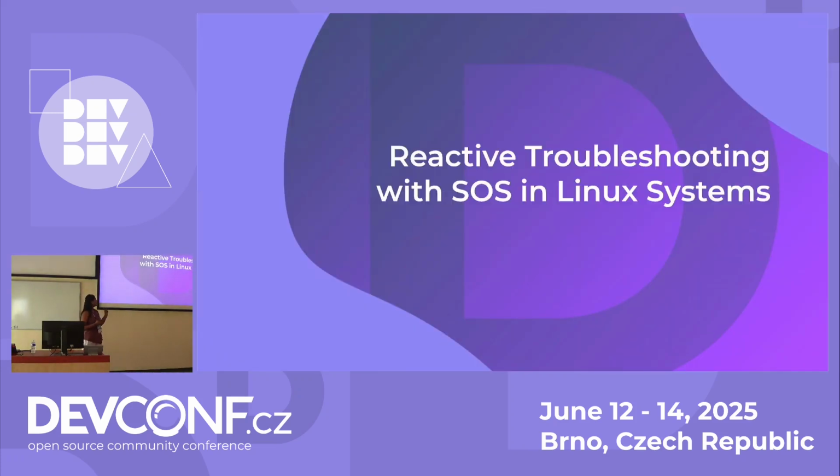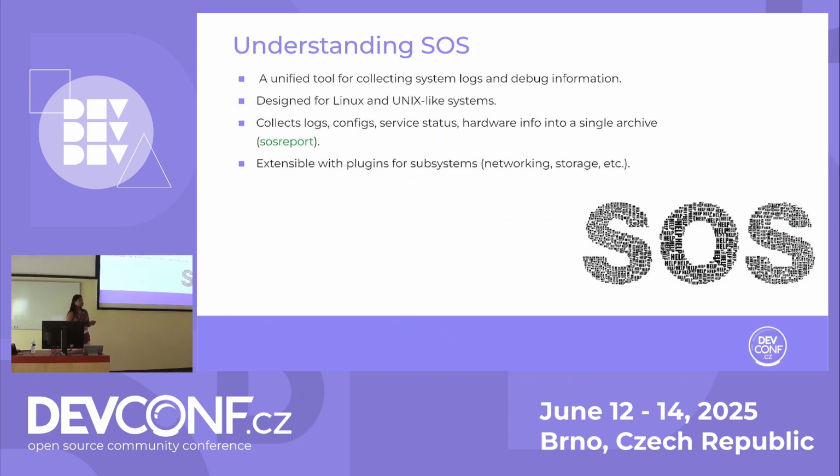So now, how does reactive troubleshooting actually take place with the help of source in the Linux system? First of all, let's understand what source is. It is an open source, community driven platform for collection of system logs and debug information. Basically it collects all the data into a proper archive format. That archive is known as source reports.